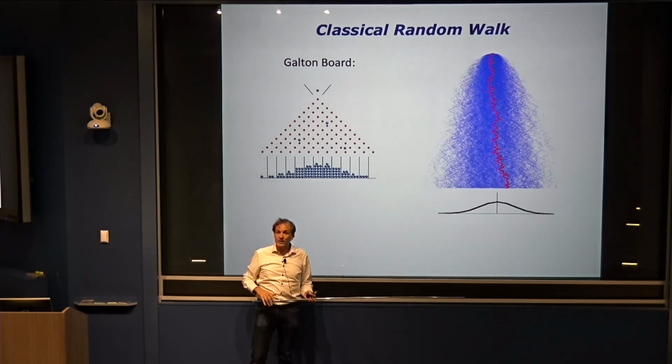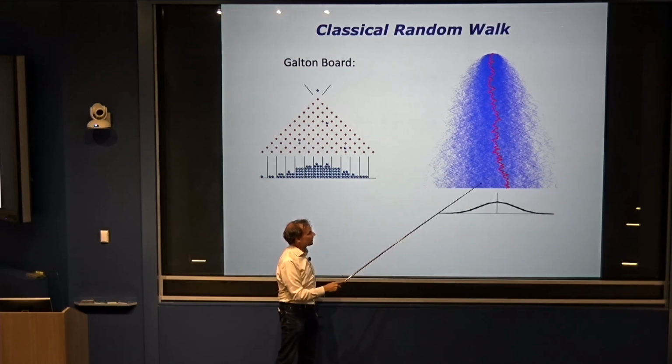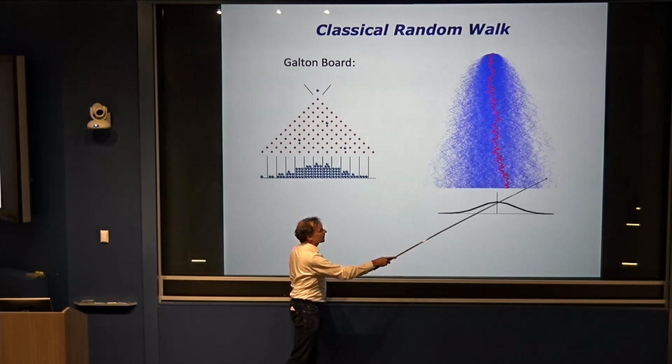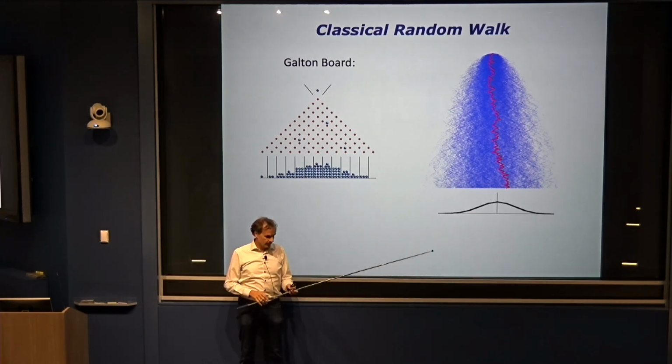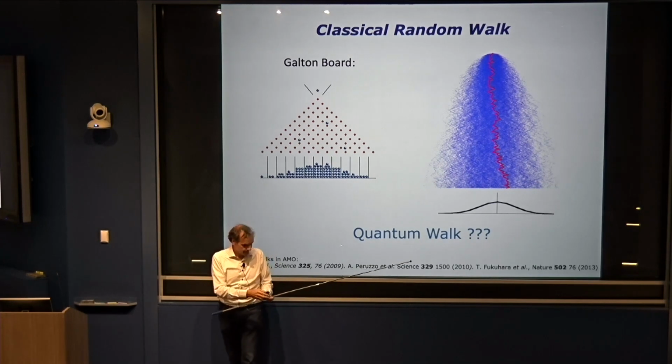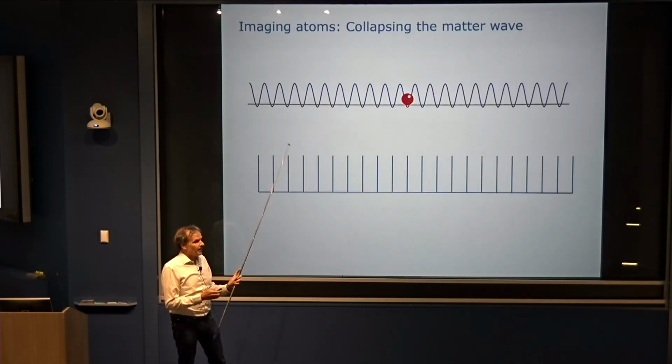But you can have interference. Some paths will cancel out. In fact, most of the ones in the middle will actually cancel out. But the extremal ones here, they will add constructively. And so that will completely change the problem. So this is called a quantum walk. Let's try that with the atoms.